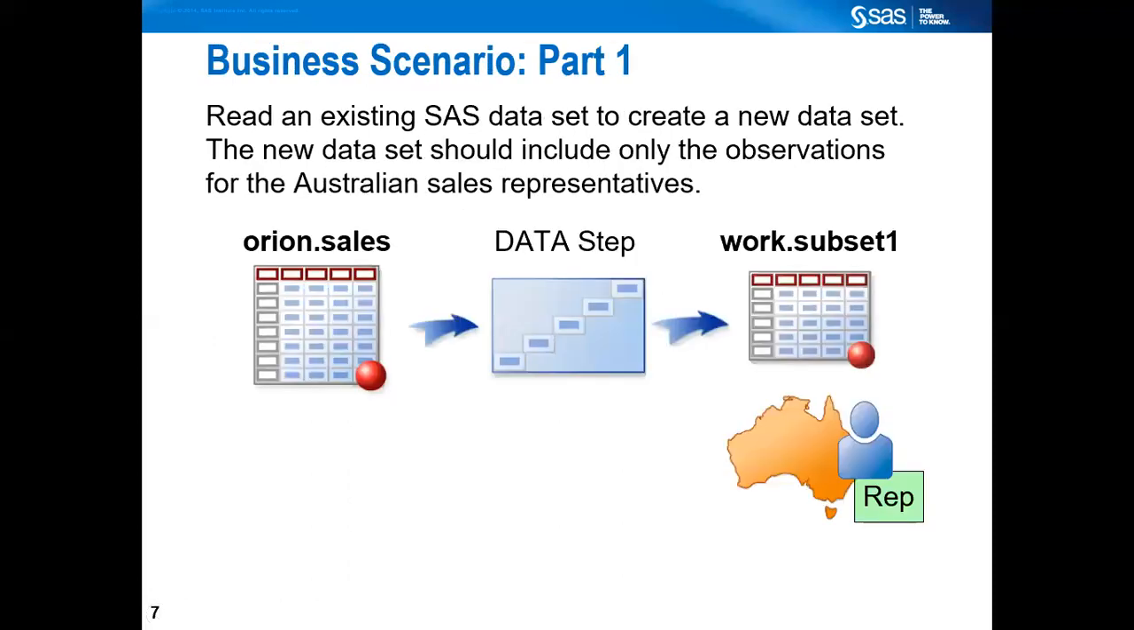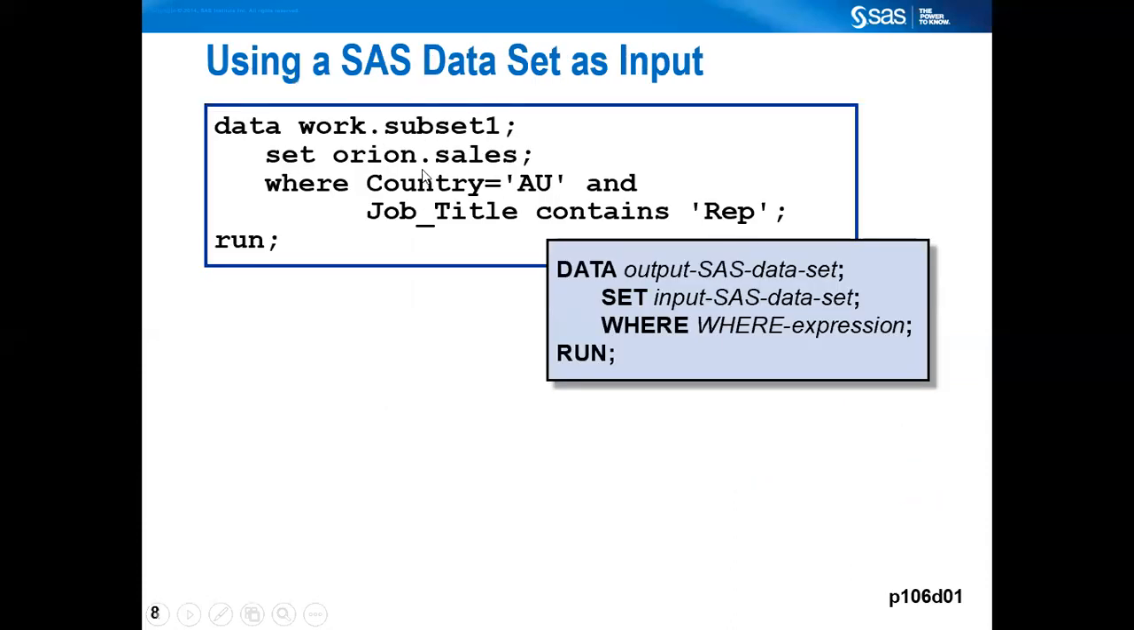Now, the first part of this chapter is that the input source is an existing SAS file. We are going to see how to use a data step to read an input source, which is an existing SAS file, to create a new SAS file. And this SAS file should have the information of only sales employees from the country Australia, and that job title should contain the word rep. This is the scenario. But ultimately, we'll just work on this part.